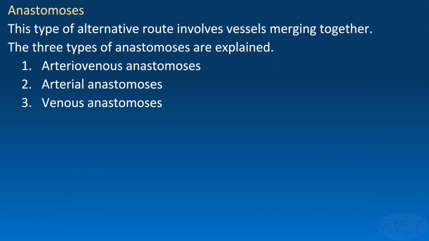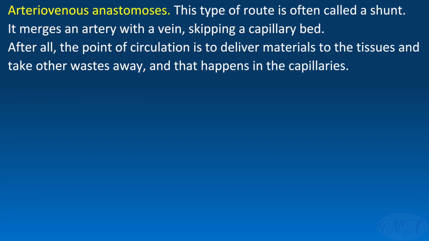Next is anastomosis. This type of alternative route involves vessels merging together. The three types of anastomosis are explained: arteriovenous anastomosis, arterial anastomosis, and venous anastomosis. Arteriovenous anastomosis is often called a shunt. It merges an artery with a vein, skipping a capillary bed.